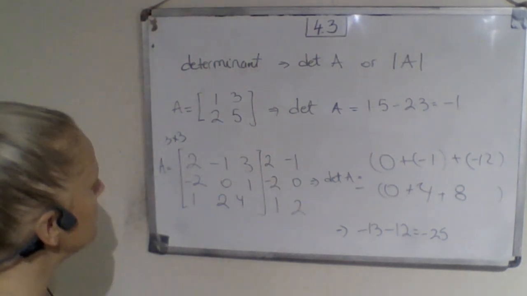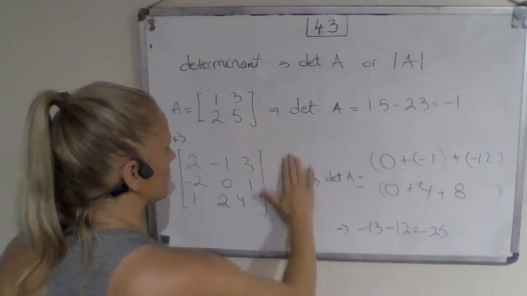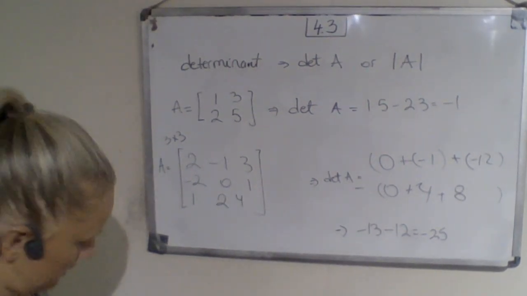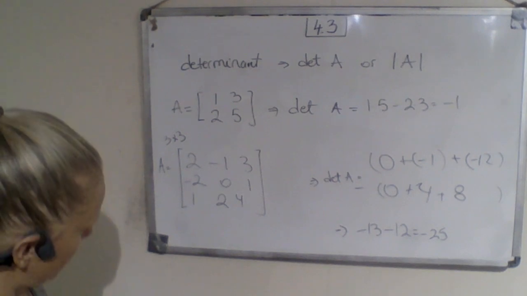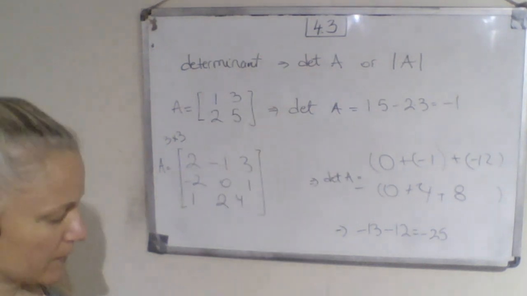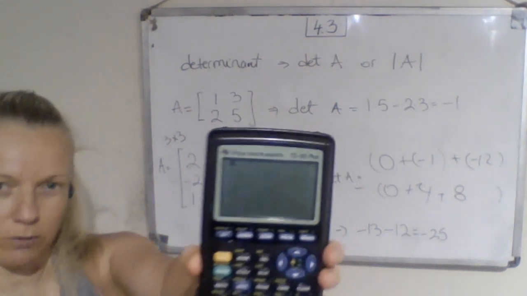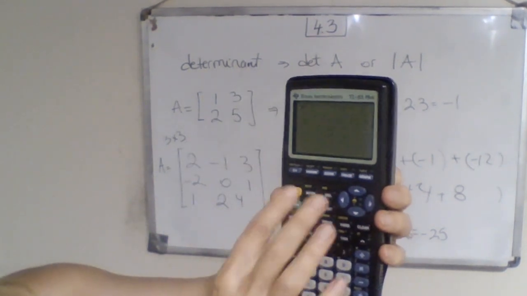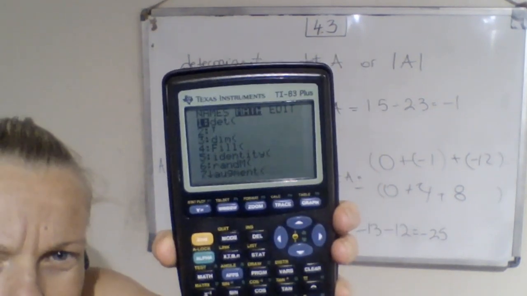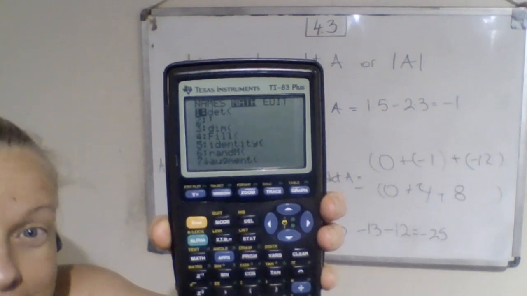And I put the matrix in by rows. So I go 2, enter, negative 1, enter, 3, enter, negative 2, enter, 0, enter, 1, enter, 1, enter, 2, enter, 4, enter. My matrix is done. I go second, quit, because I need to get back to the clear screen. Now I'm going to go second matrix. Now I'm going to show you what I do. And I move over to math. And if you notice, the number one option is determinant.